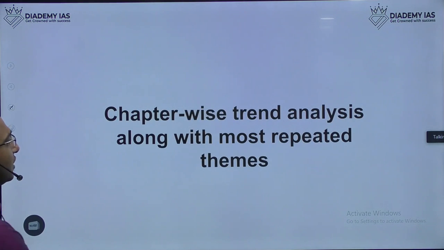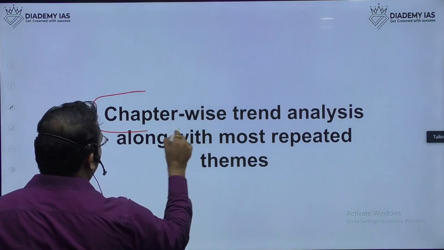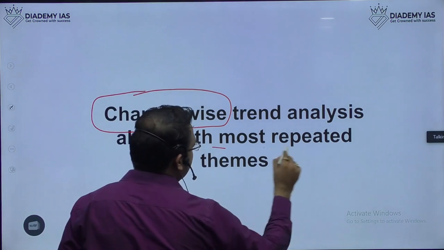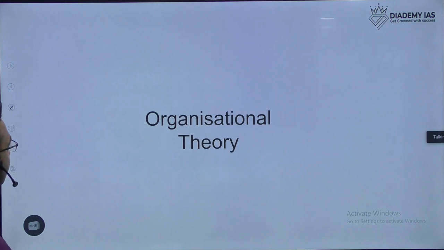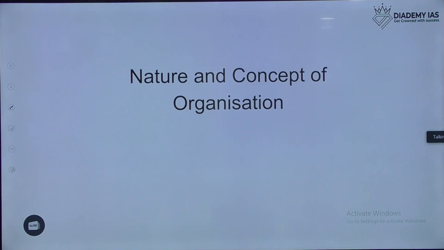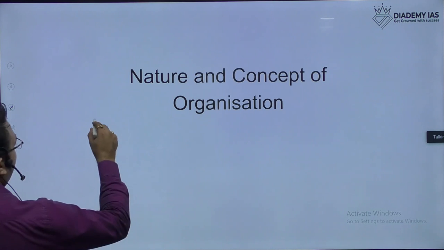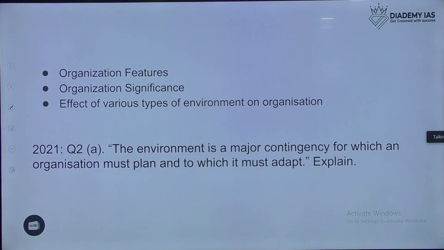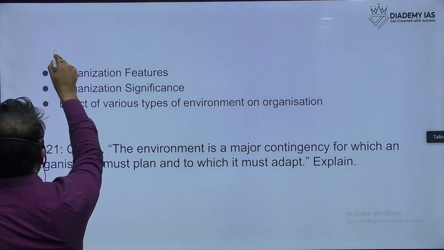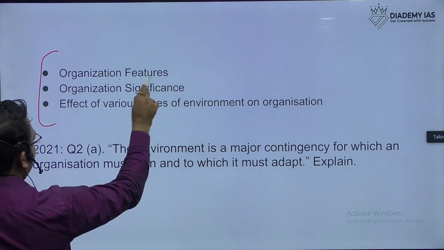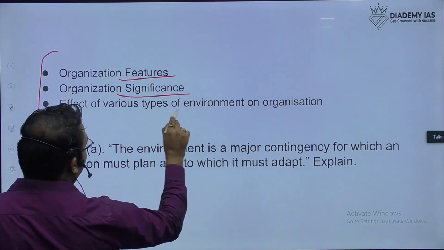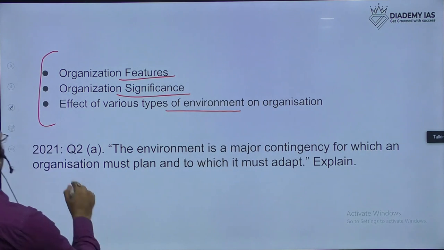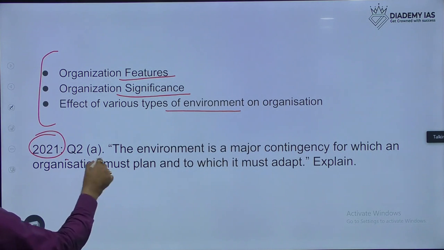Now, we will do the chapter-wise trend analysis along with the most repeated themes. And we will see some patterns. We will make some observations from there, okay? So the first chapter, nature and the concept of organization. So here they're asking the basic questions like organizational features, organizational significance, effects of various types of environment on the organization, okay? 2021, they asked a question.